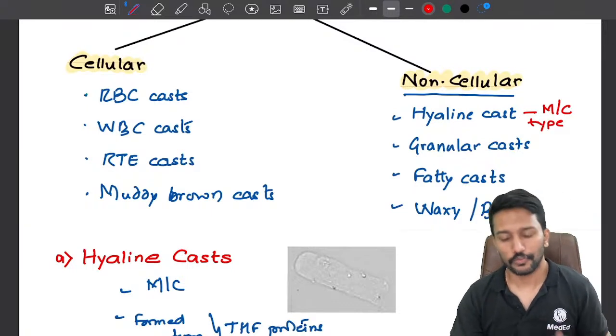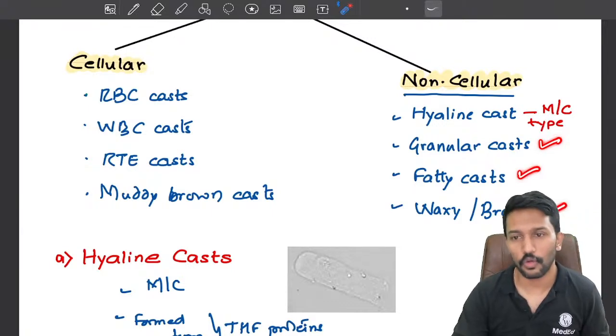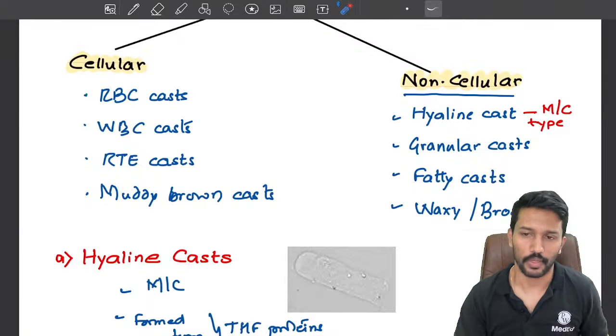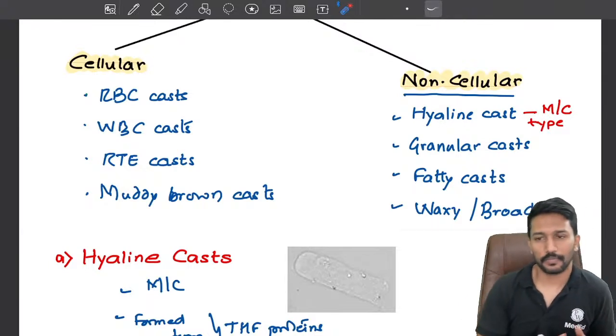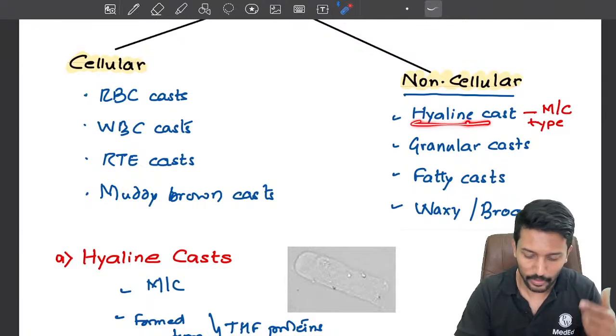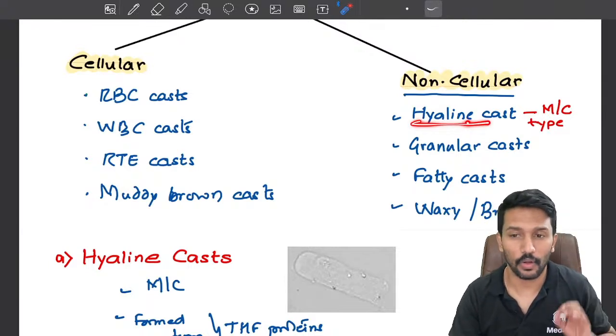Okay. Apart from that, you have something called granular cast, fatty cast, and broad cast or waxy cast. In what conditions we see them, I will tell you in a minute. Then we have a set of conditions where there is a Tamm-Horsfall protein cast or the hyaline cast, and on top of that other cells are added. Because cells are added, we call them cellular cast.